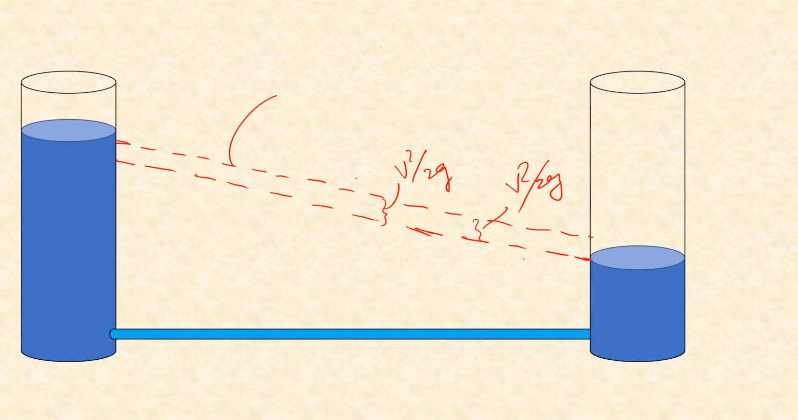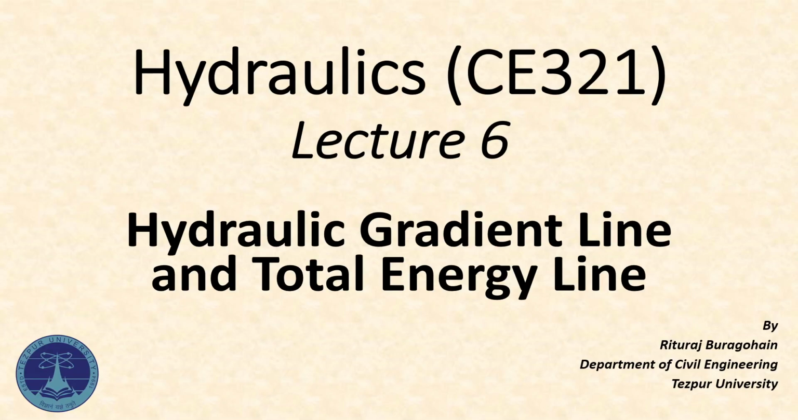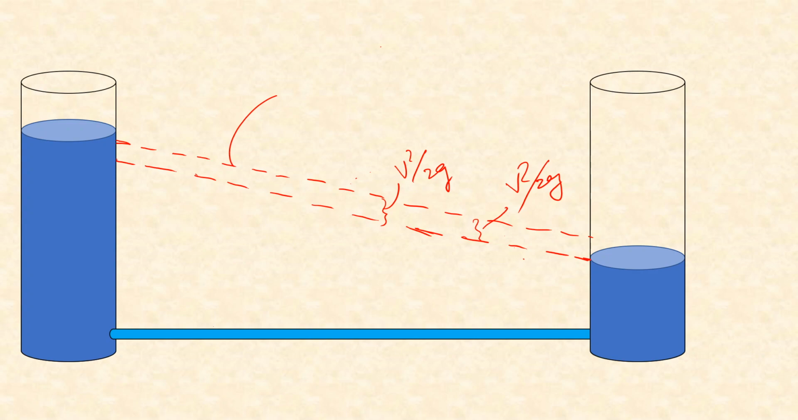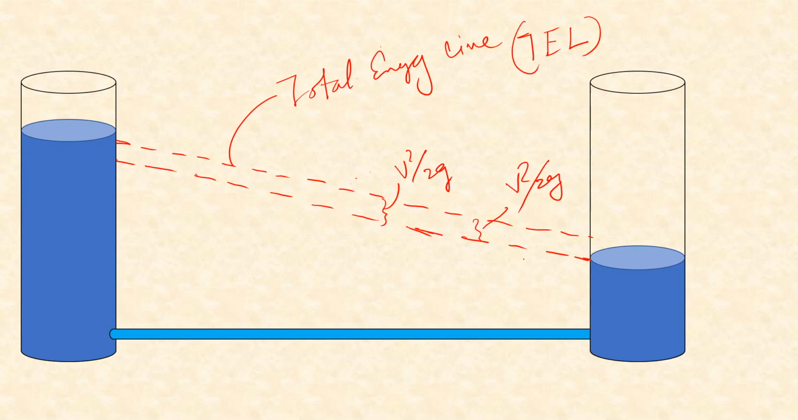Now this line above is called the total energy line, or TEL, and the line below, which is only representing the piezometric head, is called the hydraulic gradient line, or HGL.